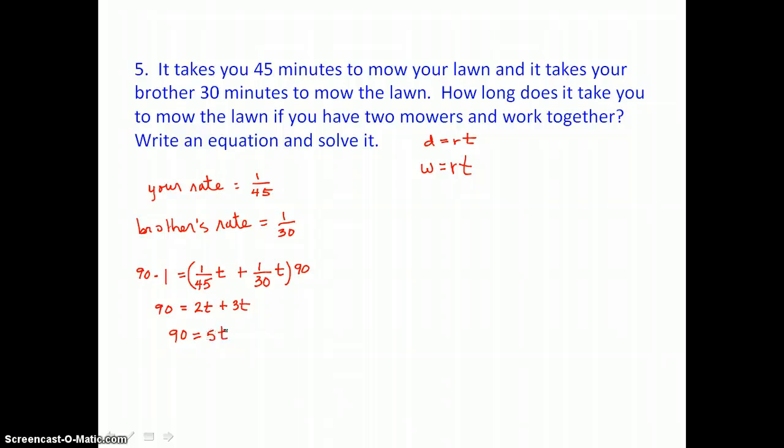The last step is to undo the multiplication, divide. Okay, so t is equal to 5 goes into 90 18 times. So it says, how long does it take you to mow the lawn if you have 2 mowers and you're working together? So our answer would be 18 minutes.